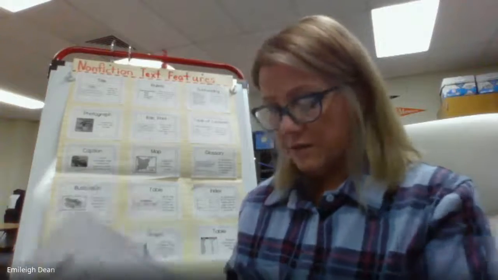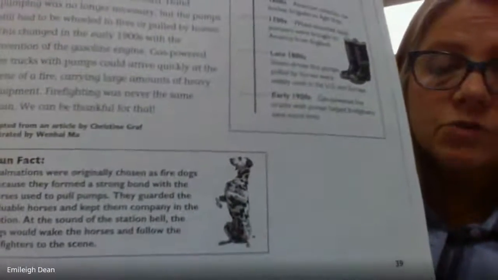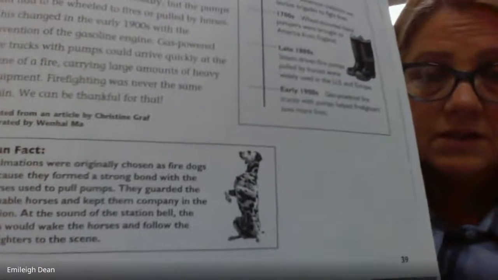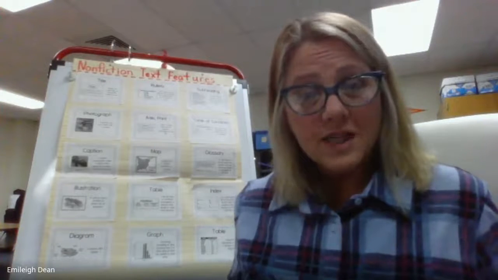It also has a feature about fun facts and tells us how Dalmatians were used to wake the horses when there was a fire, because the first fire trucks weren't trucks at all. They were horses that were pulling water.